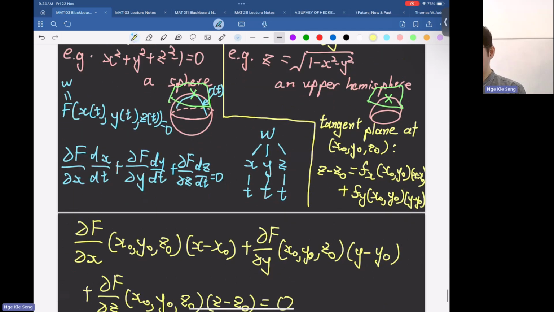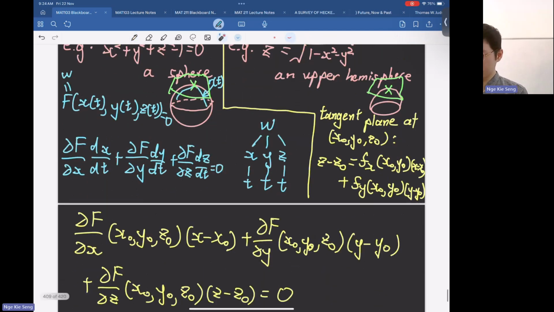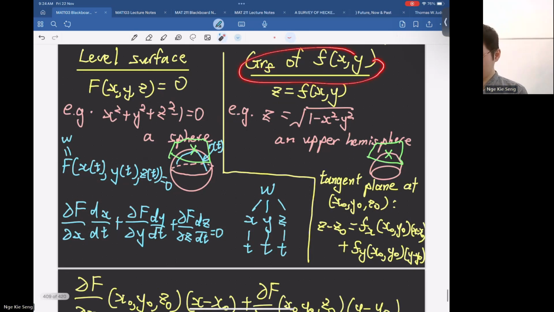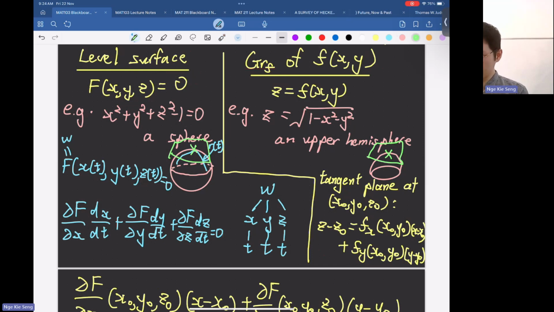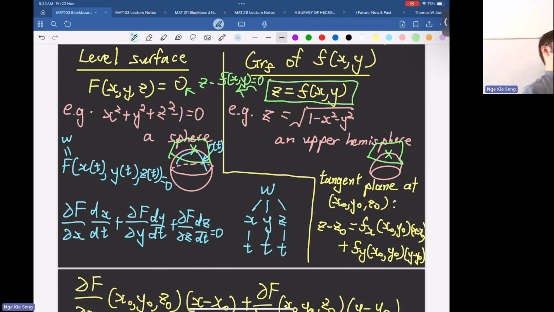Not quite. I claim that we can deduce the tangent plane for the graph of two variables from the level surface, and the level surface is more general. Why is it more general? Because if you know that z equals f of x, y, you can create an equation such that z minus f of x, y equals 0, and this is a particular example of a level surface.